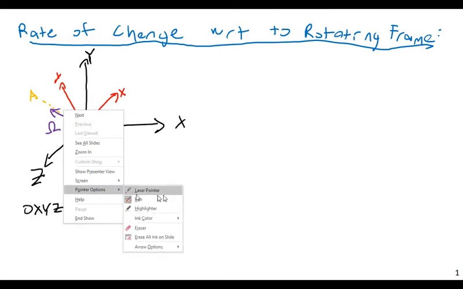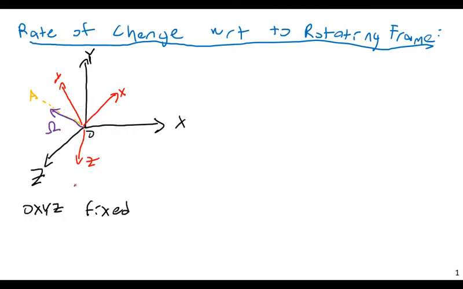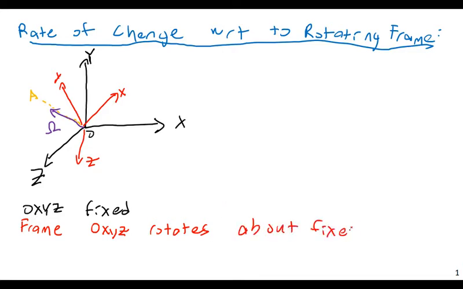So OXYZ is fixed. When referring to the rotating frame, I'll write it in red for hints. So frame OXYZ rotates about fixed axis OA with angular velocity omega.